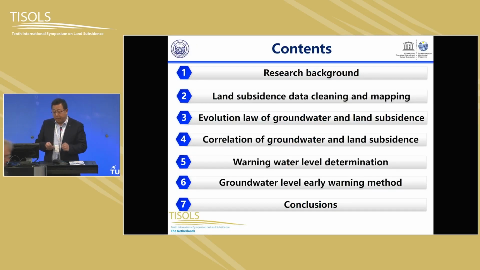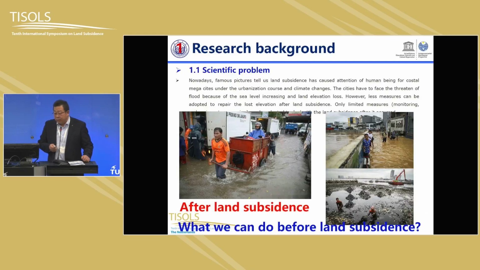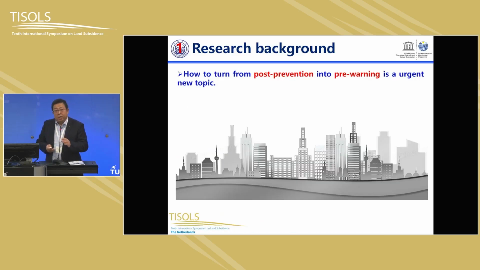This is the content of my presentation. The first one, I want to introduce the research background. You can see these pictures are very famous. They indicate the influence of land subsidence on our life, including flood and pollution, etc. However, our measures to deal with land subsidence come after the land subsidence has occurred. So the problem we think about is: what can we do before the land subsidence occurs? How to turn from post-prevention into pre-warning is also an urgent new topic.